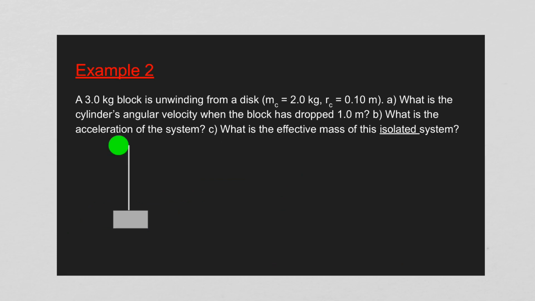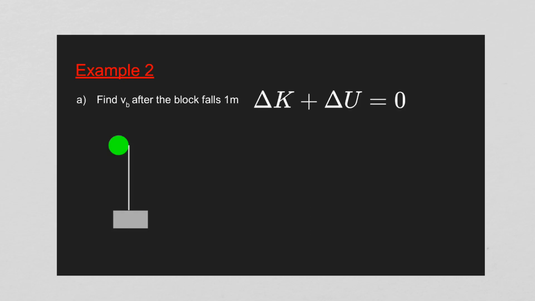Let's look at this block falling now. So, important to note, the pulley's center of mass is stationary. It's not moving, which means it's only going to have rotational kinetic energy. This block is just falling. It's not rotating, so it's only going to have translational kinetic energy. So we're going to start, again, with our energy experiment. We're going to find the velocity.